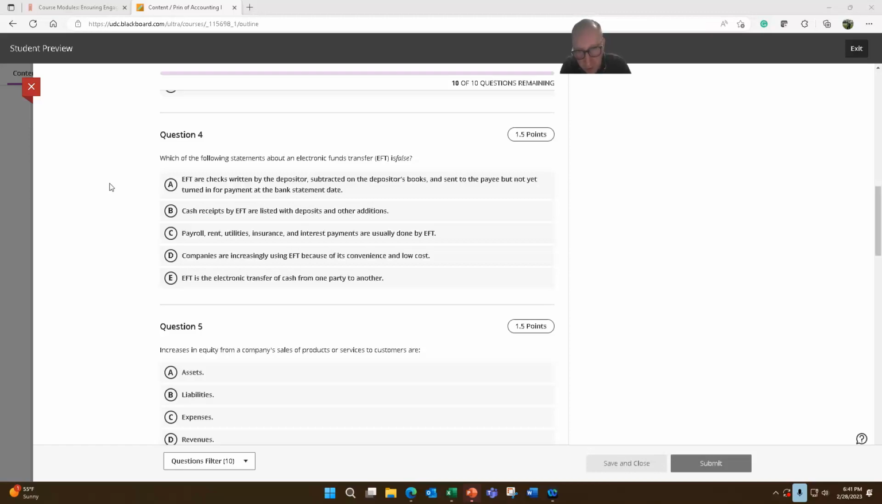Be very careful when you read the questions. It can be tricky, right? Just be very, very careful. Read carefully. Go slowly. Make sure you know what the definitions are as you answer these questions. Electronic funds transfer is when we are receiving payment or making a payment using the bank account online. So which of these is false?